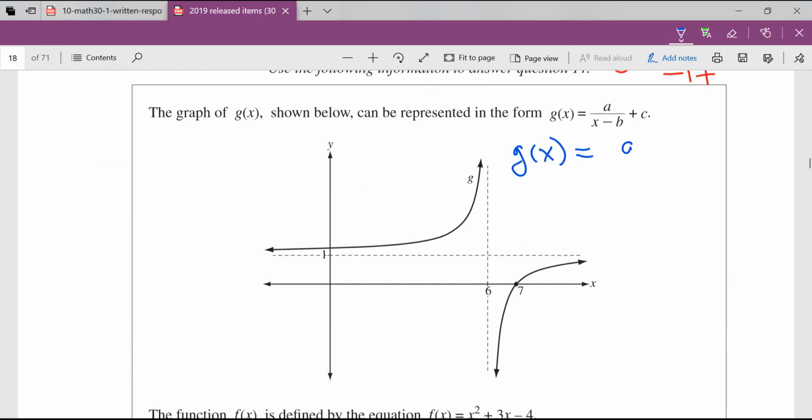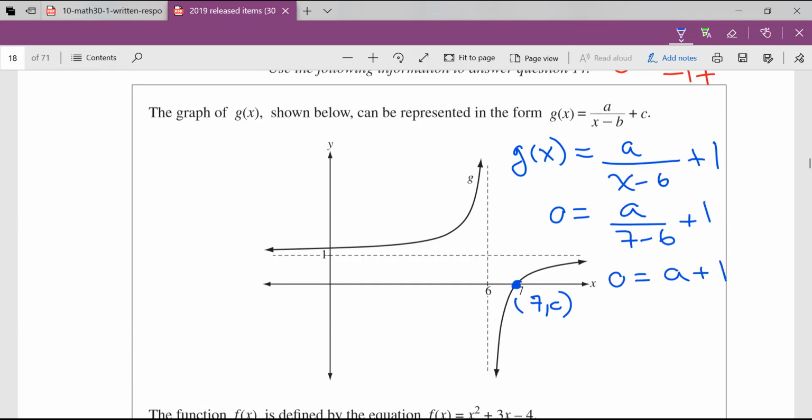Okay, remember B is our vertical asymptote. So I'm going to say that's x minus 6 because the graph has been translated 6 units, right? And our horizontal asymptote's at 1, so we're vertically translated up 1. Got to find A. Well, to find A, they gave us that other point. So we're going to sub in the point 7, 0. And now we'll be able to find that A value.